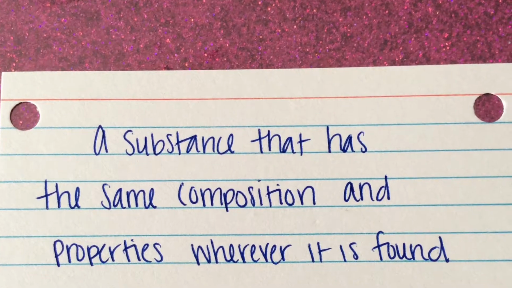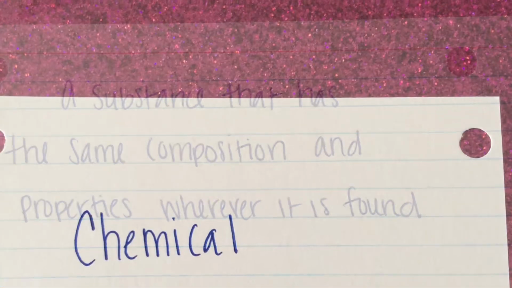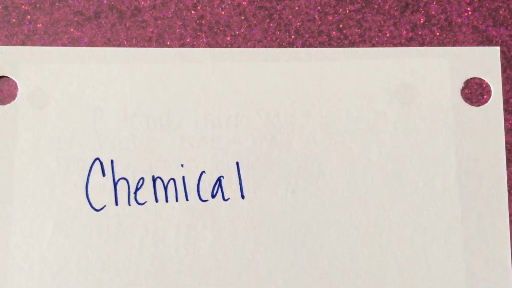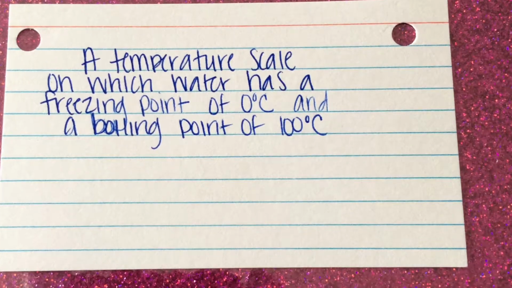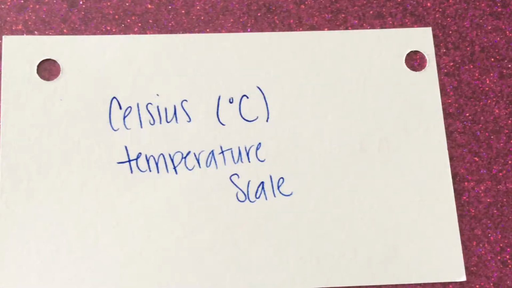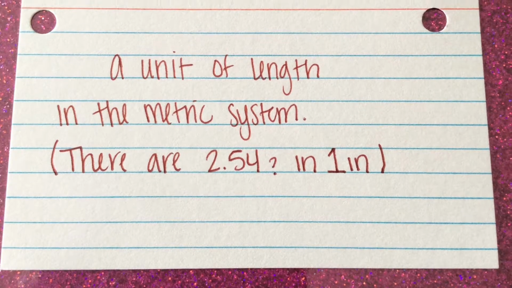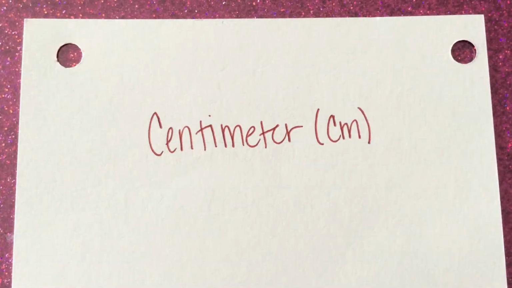A substance that has the same composition and properties wherever it is found. Chemical. A temperature scale on which water has a freezing point of 0 degrees Celsius and a boiling point of 100 degrees Celsius. Celsius temperature scale. A unit of length in the metric system. There are 2.54 cm in 1 inch. Centimeter.